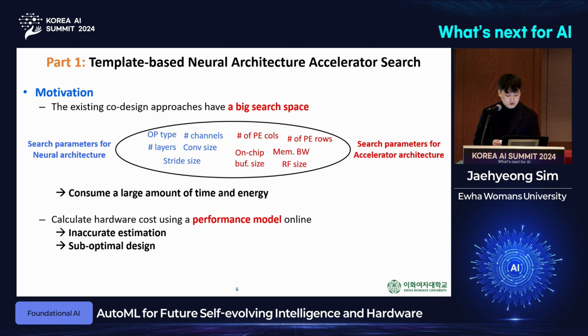And also, the second problem in the previous approaches is that they calculate hardware cost using a performance model online. Instead of measuring real hardware performance, they used a performance model for hardware, implemented in the performance estimation stage of the accelerator search space, and use the model for final estimation. That leads to inaccurate estimation as well as suboptimal design.